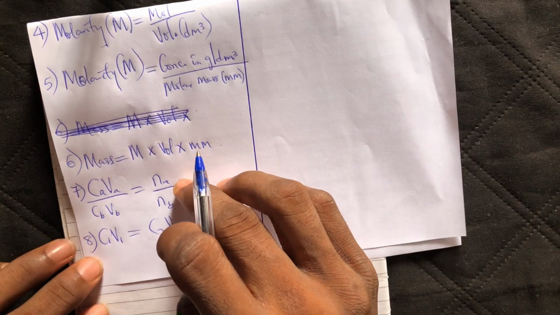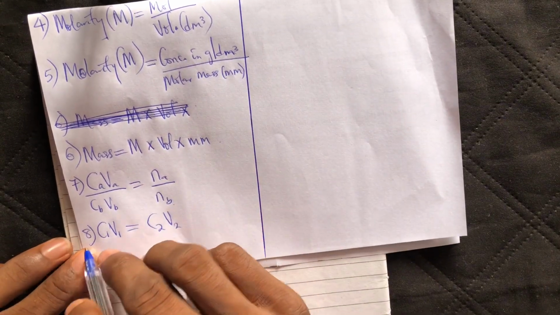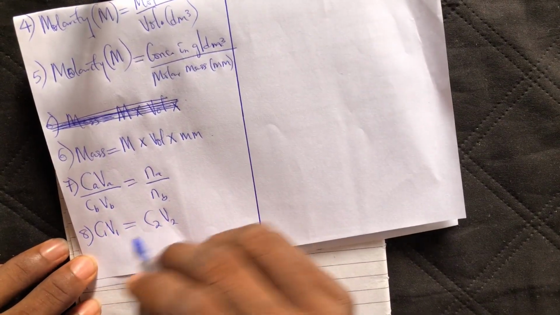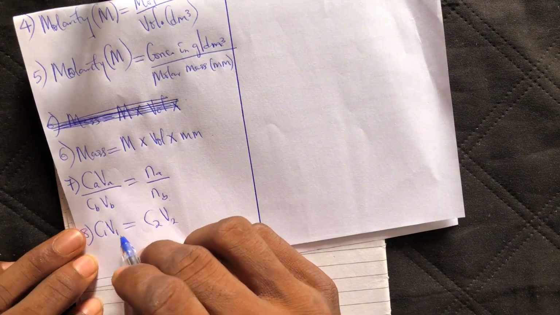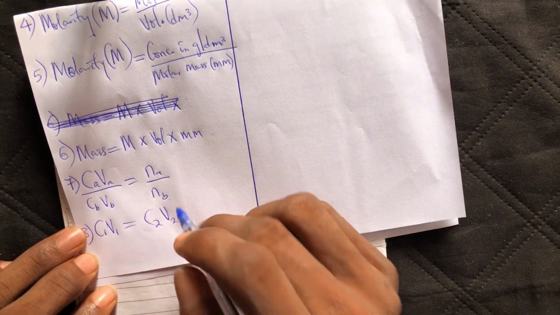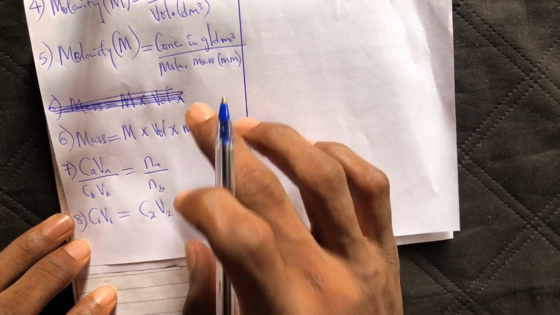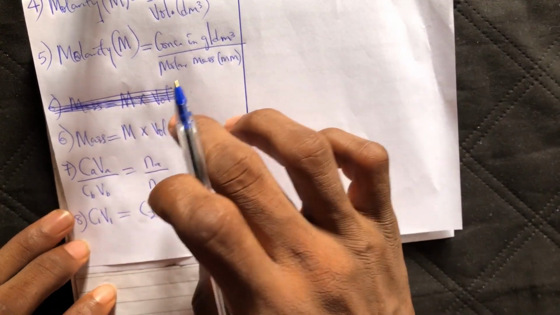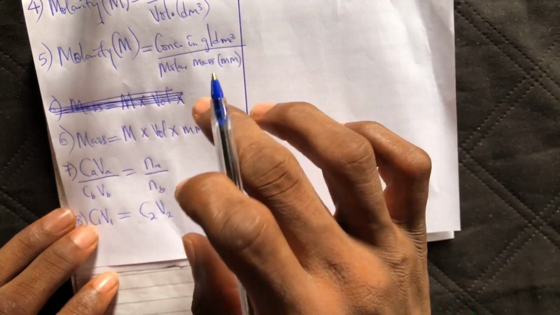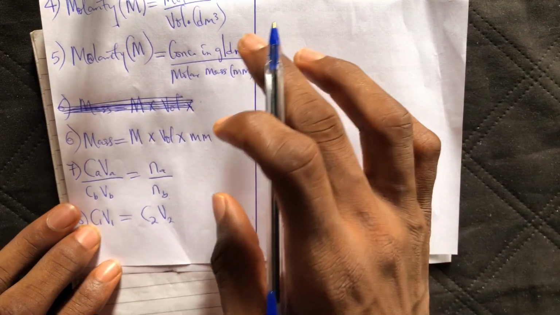All right, so take it down, and then we'll move over to the last formula, which is number 8, C1 V1 equal to C2 V2. So these are all the formulas that you need to know to be able to solve any question that will come under mole concepts and concentration.